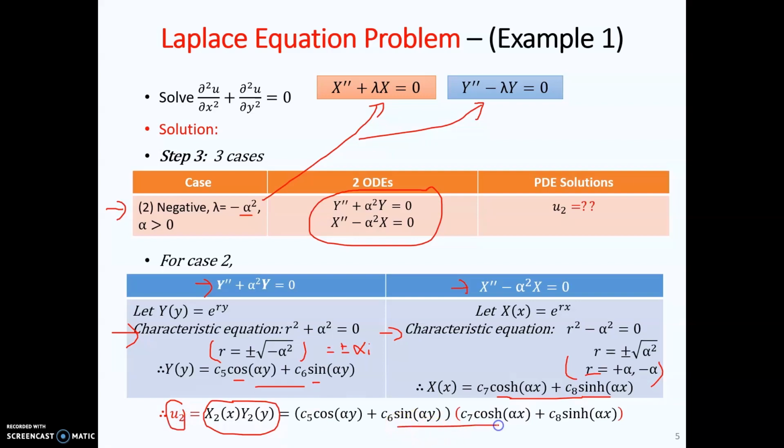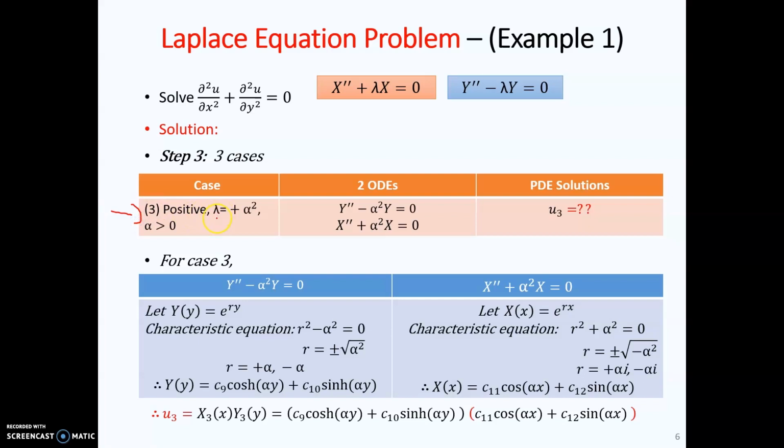When you multiply the x and y function here, then you obtain the PDE solution for the second case, which is equal to this. For the third case, we assume the lambda equal to alpha square, and you substitute inside these 2 ODE to obtain this, and you need to solve these 2 ODE. So you can use the characteristic equation approach, and you obtain the root plus minus real number in the first case, then you obtain the y function here equal to hyperbolic cos and sine. And you obtain the root equal to plus minus imaginary number, therefore you obtain the answer for the x function here in the cos and sine format.